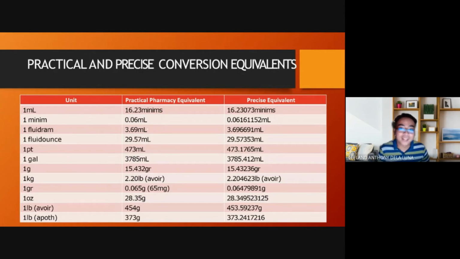Okay, so here are the practical and precise conversion equivalents of some of the units that we have. Again, no need to memorize this. I'm just showing this to you guys para malaman nyo yung conversion tables natin. So halimbawa, 1 mL is equivalent to 16.23 minims, pero the precise equivalent of that is 16.23073. Again, class, in practice, normally 2 decimal places lang yan. Right? Usually 2 decimal places. And so on and so forth. Okay? Can we proceed? Okay na ba? So these are just the tables. Basta alam nyo kung paano tayo mag-convert, wala tayong problema.